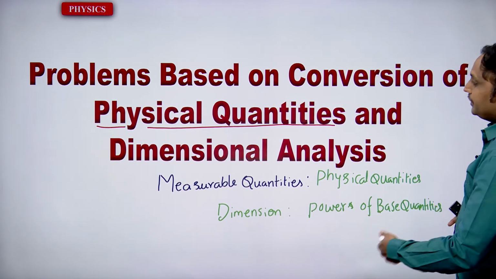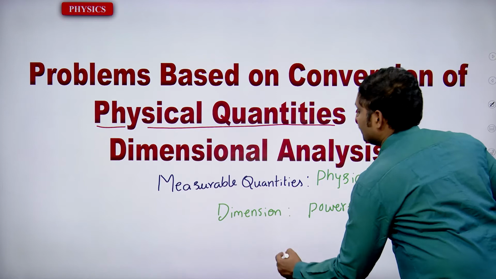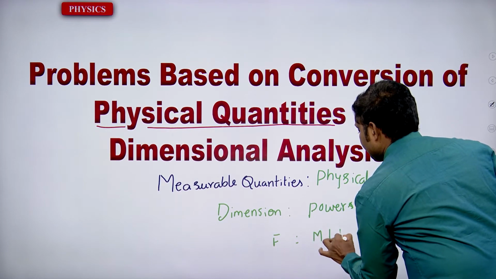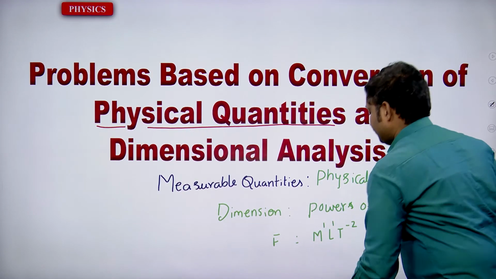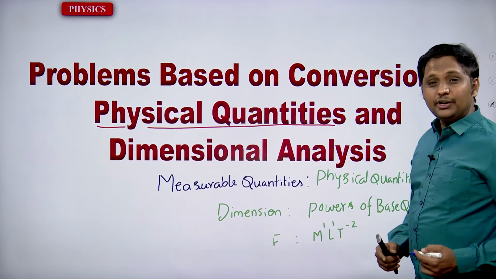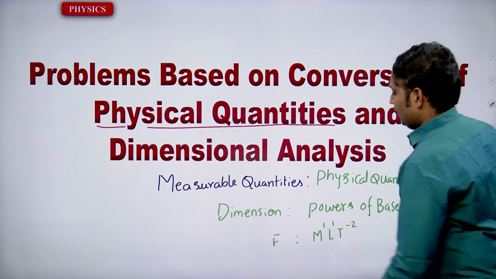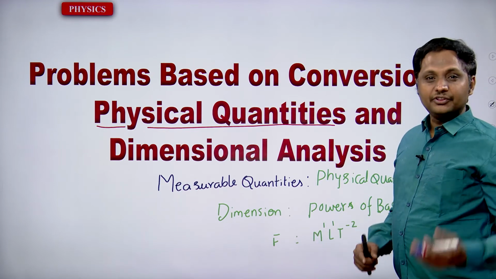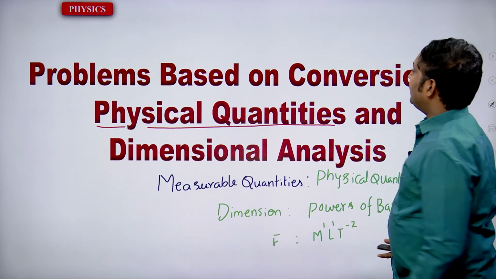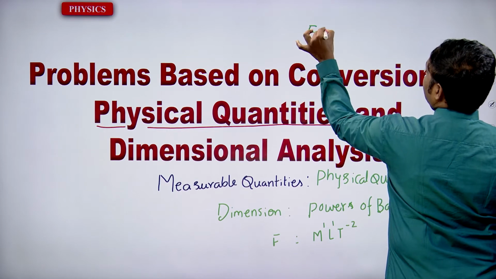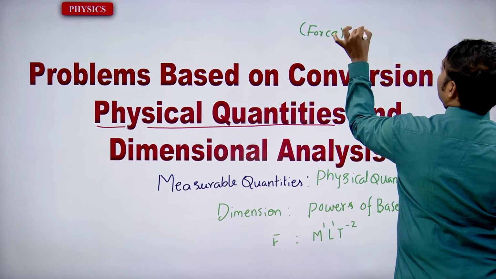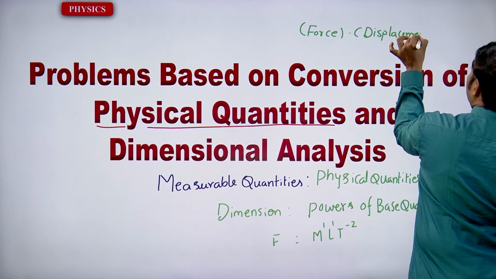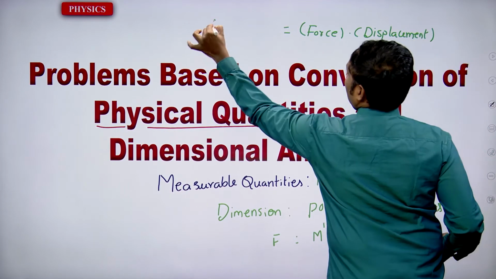Now we would like to go for the problems based on this one. For example, if you get force, you have to get the dimensions MLT minus 2. If you take force per unit area, it represents the pressure. Suppose you take force into displacement, it is equal to work done.